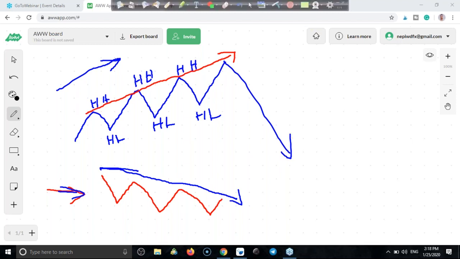Now let me check it again. The audio is breaking in between, I don't know why. I think it is some network issue or something like that. All right, so that is called divergence.